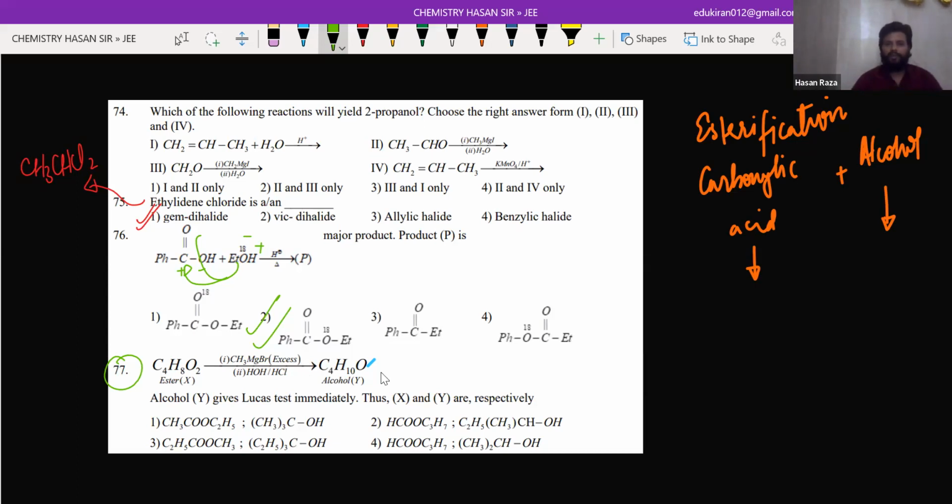If you remember, the Lucas test is given immediately by tertiary carbon. So 3 degree alcohol. I think 3 degree alcohol is given in this and this. Okay, but we have only 4 carbon. So only for this, and then 4 carbon is here. But if you check this, it has 7 carbon. So this will be the correct answer. Isn't it? You can do questions like this as well, right? If you know the concept, you can easily eliminate the options and get the right answer.